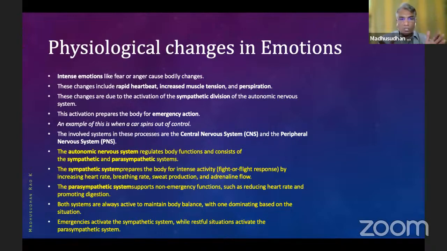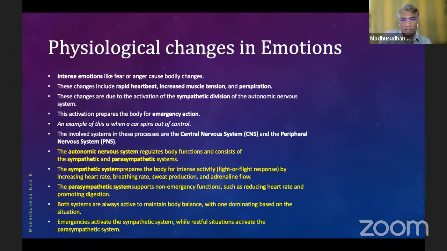The parasympathetic controls and regulates. The sympathetic excites. Simple: sympathetic is the opposite of parasympathetic. Parasympathetic regulates non-emergency functions such as reducing heart rate. Both systems are always active to maintain body balance, with one dominating based on the situation.